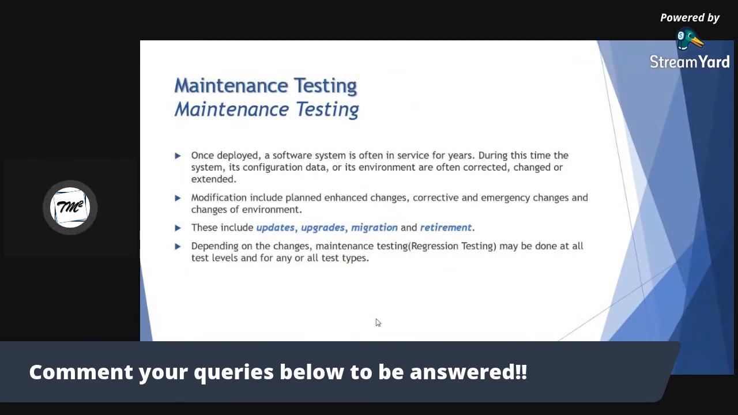At the end, when you talk about maintenance testing, it is about making sure that when you have released the product, there are a lot of things that keep on happening after the release as well. For example, when you talk about updates, upgrades, migration, and retirement, then we talk about installing the same things and making sure that these things are integrated with an existing live application, because once the application is live, people are already using it, and when you make changes, it might impact the other parts which were working fine earlier.